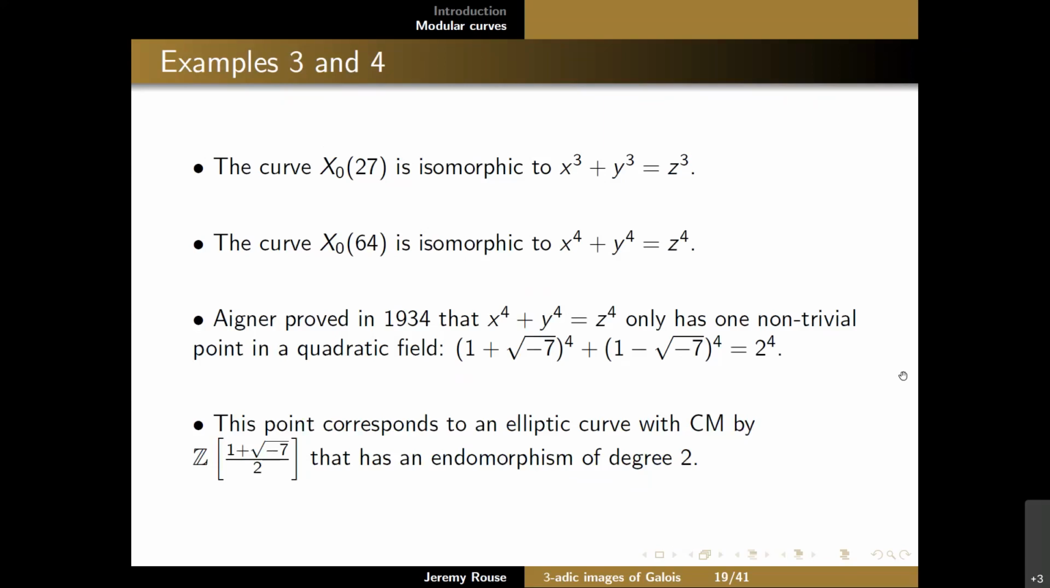This ring contains an element that has norm 2, and that means the elliptic curve has an endomorphism of degree 2. And if you just compose that endomorphism with itself again and again and again, that gives you cyclic isogenies of any 2-power degree that you like. And that's the reason that you get a cyclic 64 isogeny for this elliptic curve. Okay.